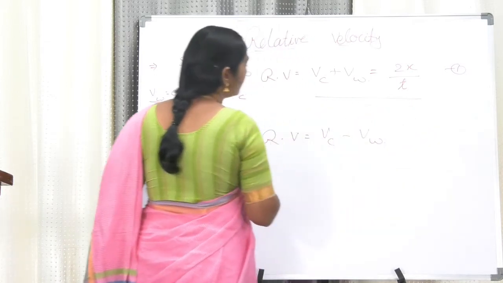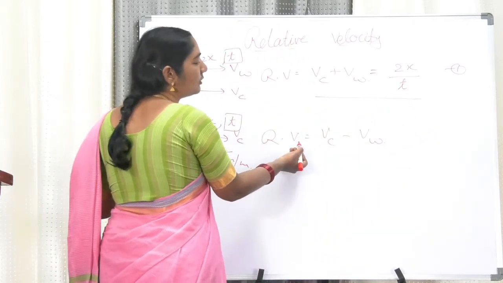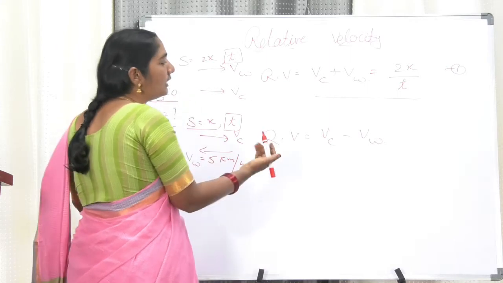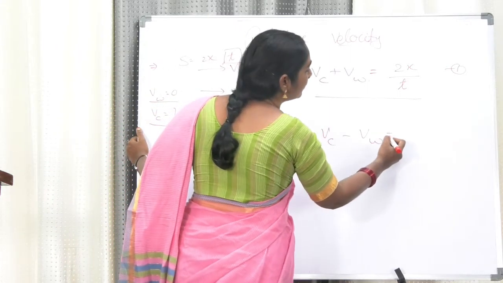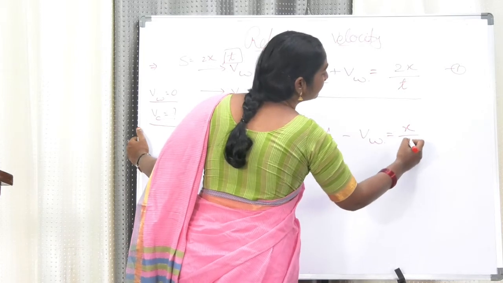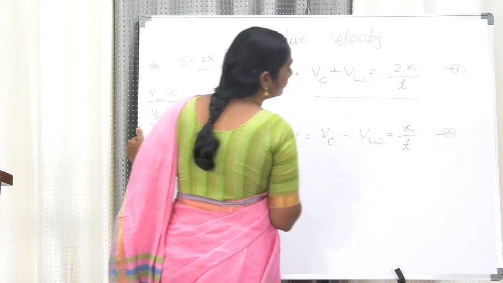Right, we got it. Now the second case, the relative velocity, as both are in the opposite direction. So the relative velocity is vc minus vw, which is equal to distance by time. This is equation number 2.